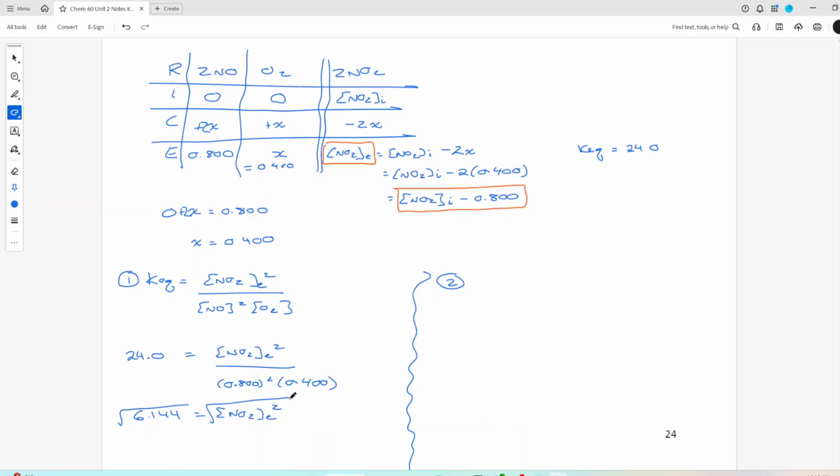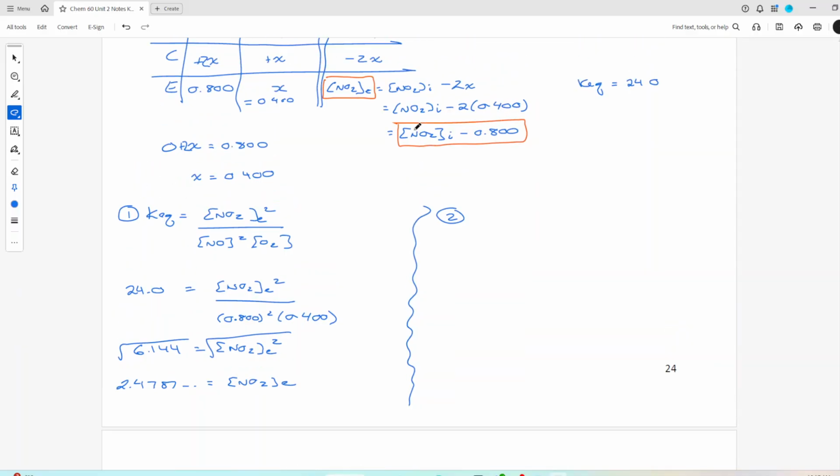So then I'm going to take the square root of that answer, and I end up with a really long number. 2.4787... is the equilibrium concentration of NO2. So then we didn't want the equilibrium concentration of NO2, we wanted the initial concentration of NO2. So if we think about the formula, what I've written up here, I'll just give myself a bit more space here.